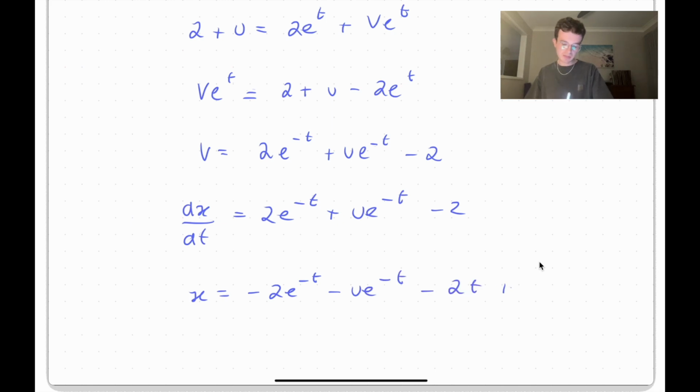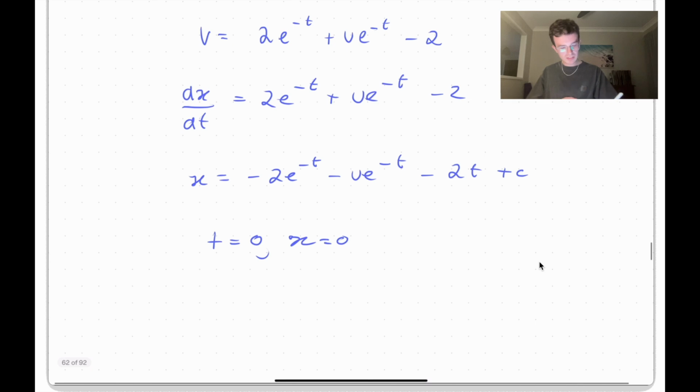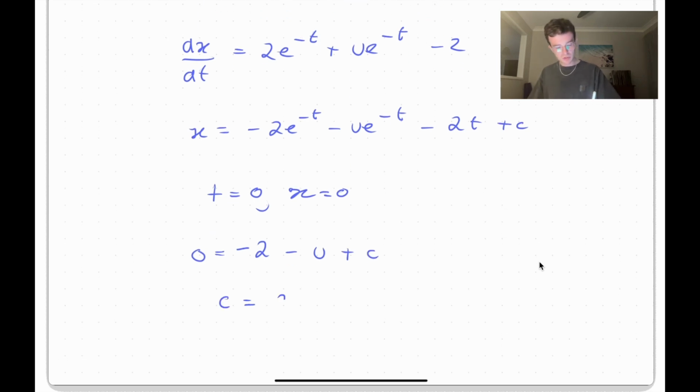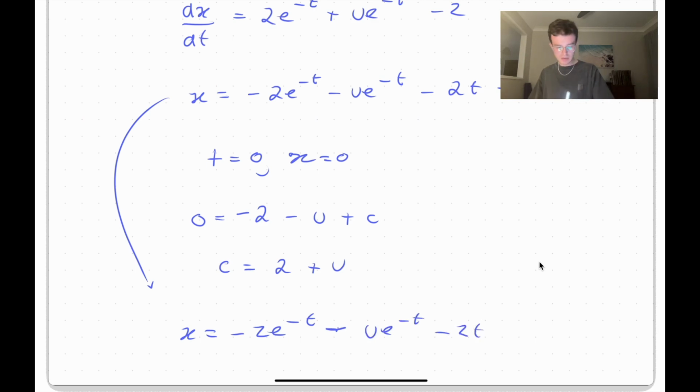2t plus c. Now we know when t equals 0, x is 0, it starts at origin at rest. So 0 is equal to minus 2 minus u plus c, or plus 0 plus c. So c is equal to 2 plus u. So therefore x is equal to minus 2e to the minus t minus u e to the minus t minus 2t plus 2 plus u.